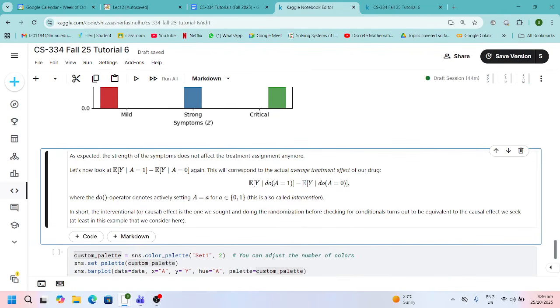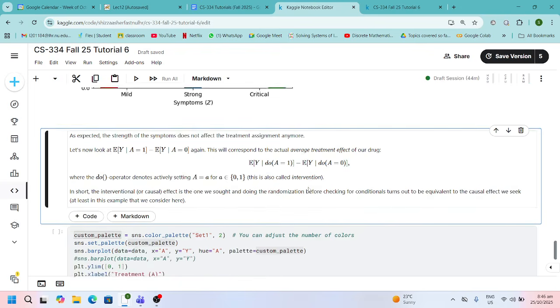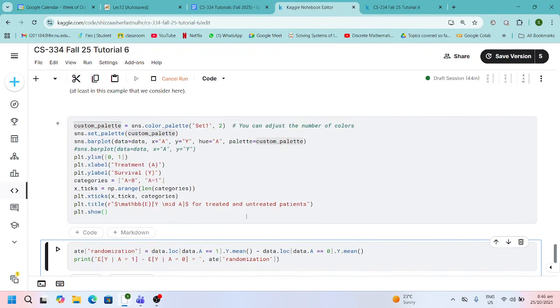And now this is what I will do. I will compute the expected value of Y recovery given that do A equals 1. That is, I intervene and fix the value of A to 1. What would have happened if I would have administered this treatment, minus the expected value of recovery Y given that do A equals 0, where I intervene and give no treatment. So let's see.